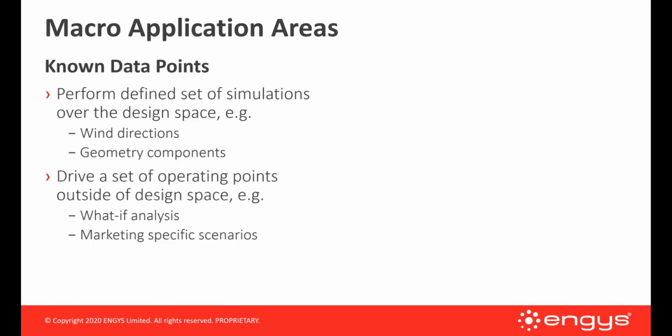We could also drive a set of operating points that might be outside of the design space. So for example, if you've got a simulation and you recorded a macro, and then suddenly you need to run this what-if analysis with hurricane force winds or some other wind direction, or maybe there's some marketing specific scenario.